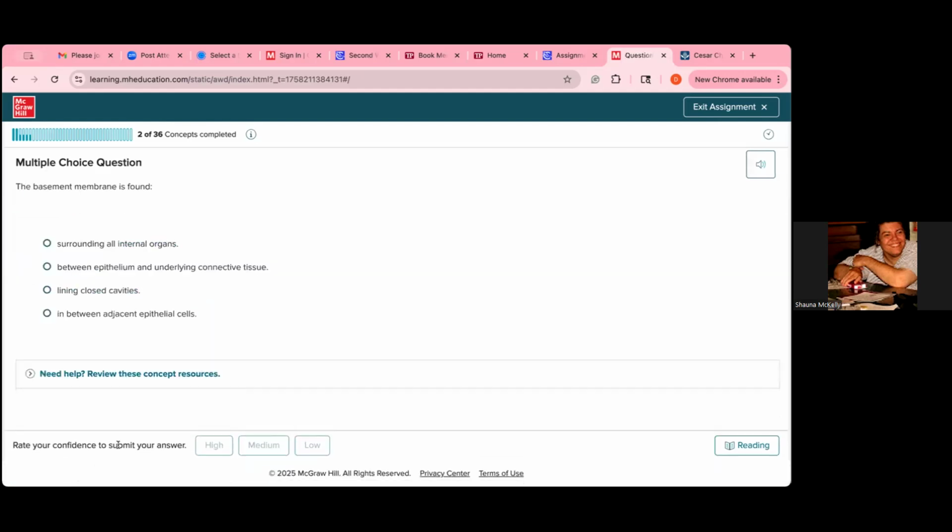The basement membrane is found surrounding all internal organs, between the epithelium and underlying connective tissue, lining closed cavities, or in between adjacent epithelial cells. Where do I find the basement membrane?